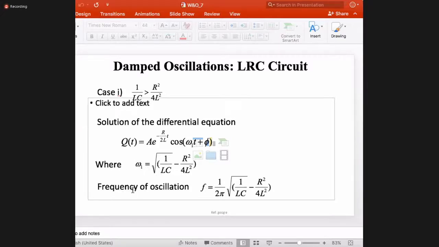If we write the equation of frequency, we know that omega is equal to twice pi f. So f will be omega by twice pi. So we can write f is equal to 1 by twice pi times this value of omega. I think you understand. Does anybody have any question about this?